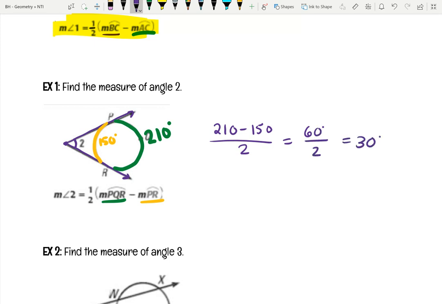And that's just a new rule that you need to either write down or memorize. Since we're on NTI, you can actually just write it down and use your notes if you need to. That's fine.